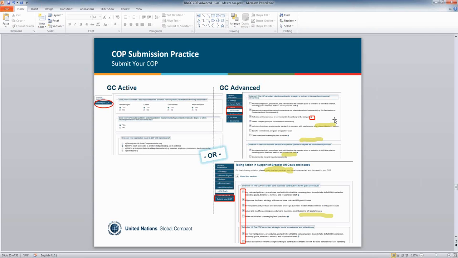So what happens if you try to do the whole advanced questionnaire, and it turns out that you did not meet one of the best practices? Then this is fine. The system will just qualify your COP as an active, and it will show in the public profile of your company that you tried to achieve the GC advanced level, but that you are missing one of the components. So there's no harm in trying to achieve the advanced level, even if you at the end don't achieve that level.